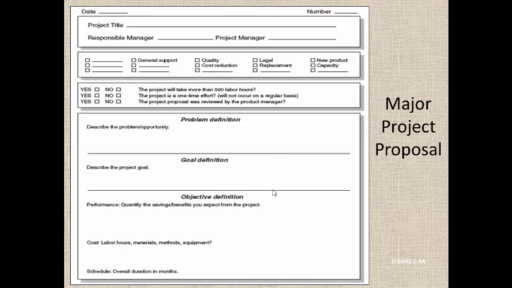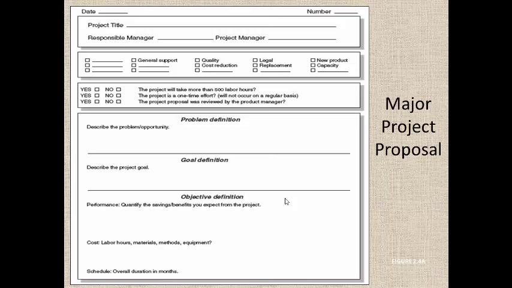So this gives you a project proposal, which talks about the project title and project manager, in a one-page document where they fill in whether it is a one-time effort, reviewed by the project manager, and whether it will take more than 500 hours. And the project definition: what is the problem definition, what project goal you are trying to achieve, the objectives, performance, quality, and benefits you expect from the project, the cost, and the schedule. This is more like an executive summary.